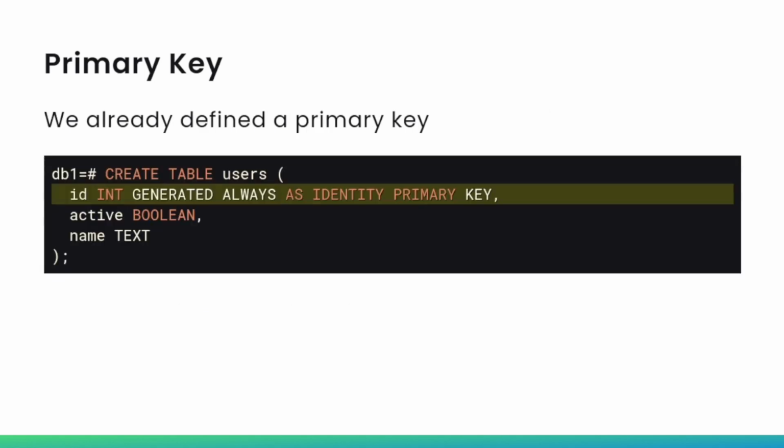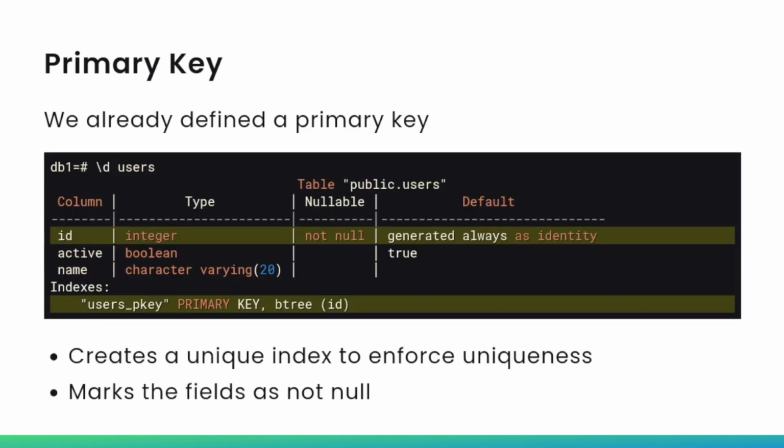So we already defined a primary key. If you recall, when we created the table, we used ID int. Okay, ID is the name of the field, int is the type. And then if you look at the end of this line, it says primary key. Okay, if we describe the table, we can see in the output several things. First of all, Postgres behind the scenes created a unique index. You see users PK at the bottom to enforce this constraint.